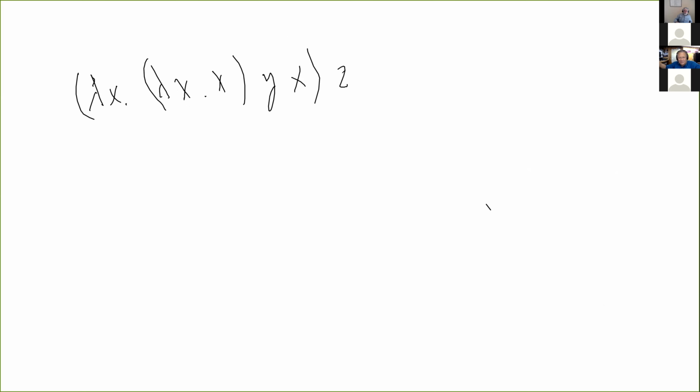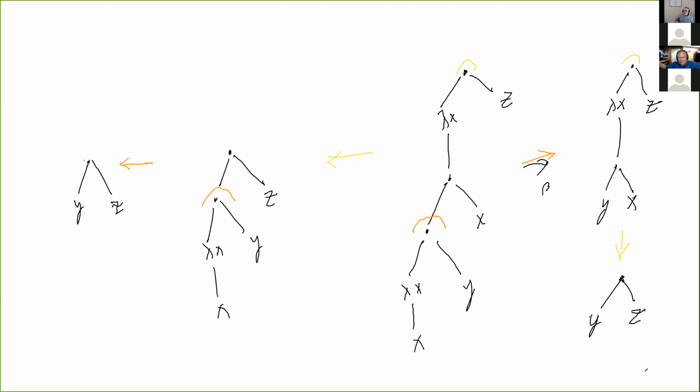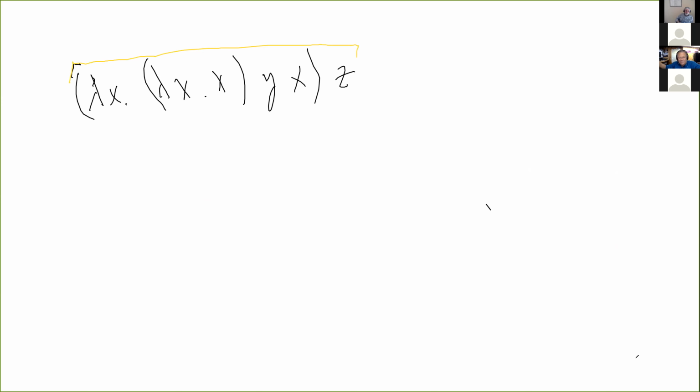And then this whole thing applied to Z. And so the idea was that there's this redex. Is that the one I labeled yellow? Yes, the top one was yellow and the bottom one was orange. And then there's this redex. And so we can go either way.